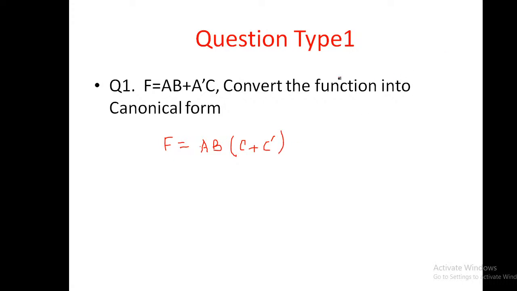And in the other term, what is the missing variable? The missing variable is B, so you multiply A bar C with the missing variable, B plus B bar. Now if you calculate this, you will get ABC plus another term, ABC bar.